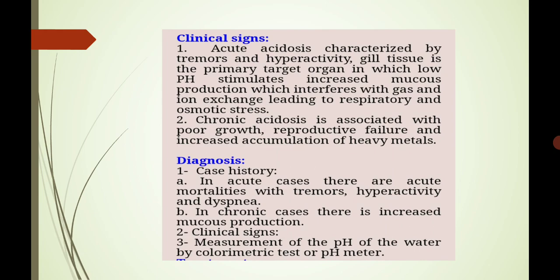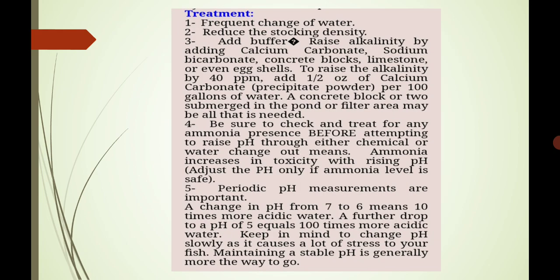Now, the diagnosis of acidic pH. In the case history, in acute cases there are acute mortalities with tremors, hyperactivity and dyspnea. In chronic cases there is increased mucus production. In clinical signs, measurement of the pH of the water is done by a colorimetric test or a pH meter.